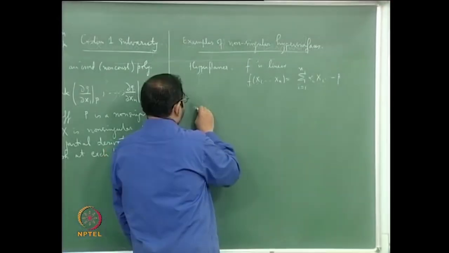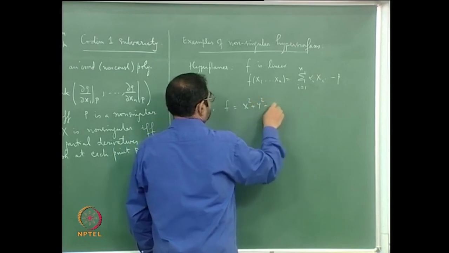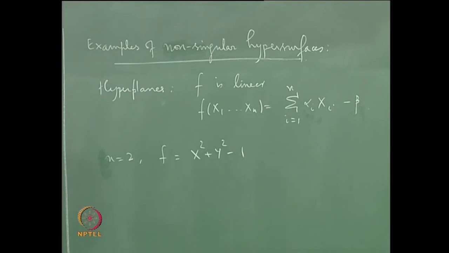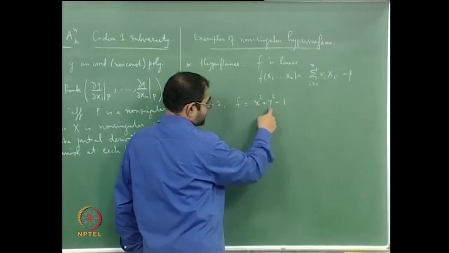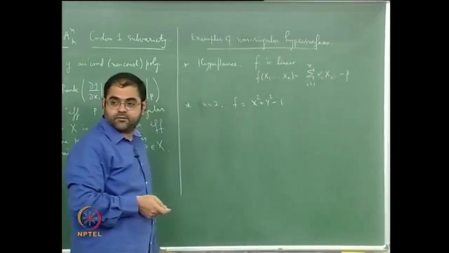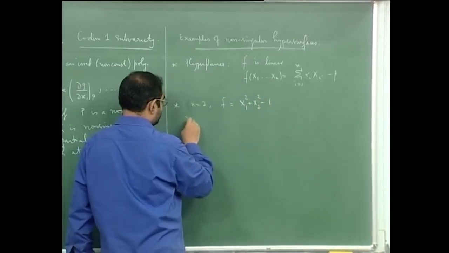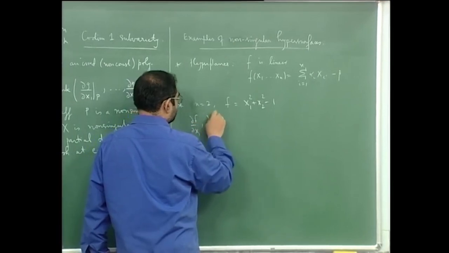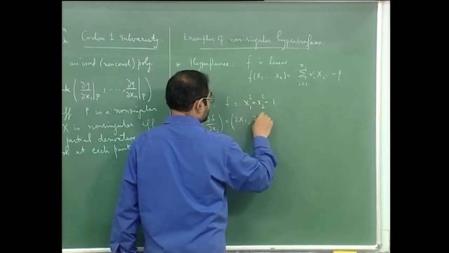Then you can take n equal to 2, and you can take f to be x squared plus y squared minus 1. This is the circle in A2. I am taking the variables as x and y, but if I want to use standard notation, I should take x1 and x2, so let me write it as x1 and x2. Then if I calculate dou f by dou x1, dou f by dou x2, I will get 2x1, I will get 2x2.